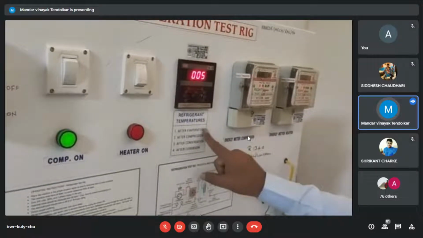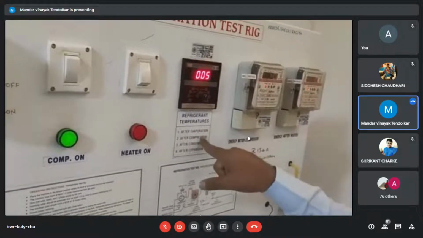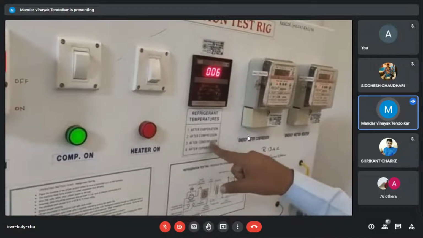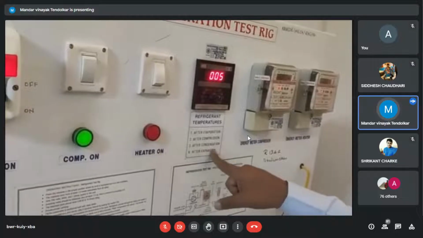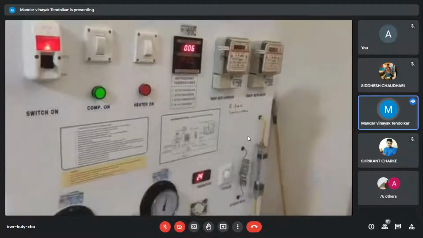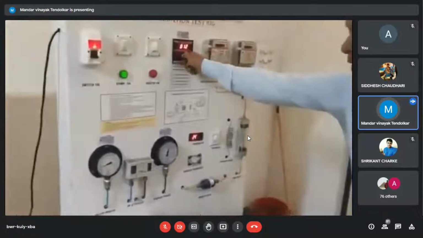That is before the suction of the compressor. After compression, that is before the condenser. After condensation, that is before the expansion device, and after expansion, that is entry to the evaporator. So we can note down the salient temperatures T1, T2, T3, T4 by rotating this.